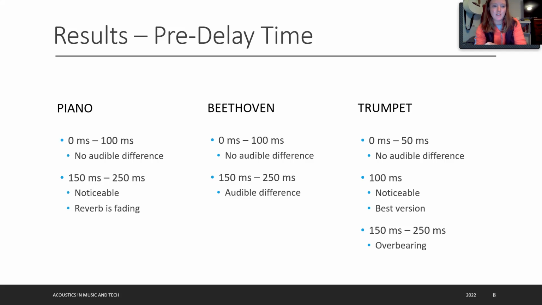That Beethoven piece, very similar, between 0 and 100 milliseconds, no audible difference. But then between 150 and 250 milliseconds, you could hear that the pre-delay time had been adjusted. And then finally, the trumpet kind of varied a little bit. Between 0 and 50 milliseconds, there was no audible difference. The 100 is when we could notice it, and it was noted that this was the best version, because then between 150 and 250, it was overbearing. That separation almost hindered what we were listening to.